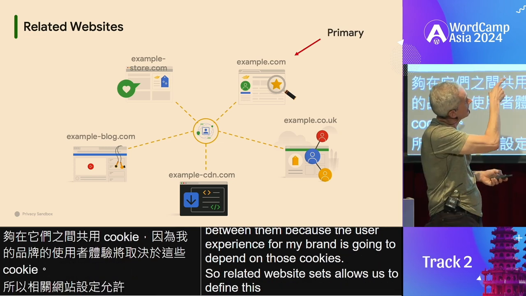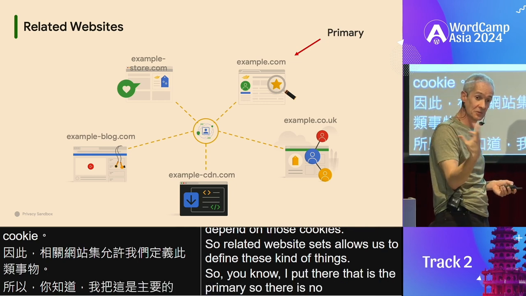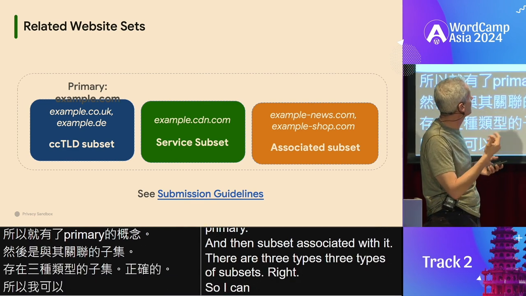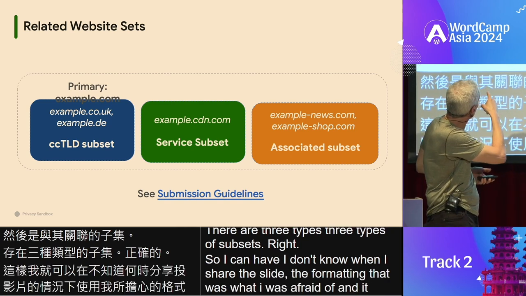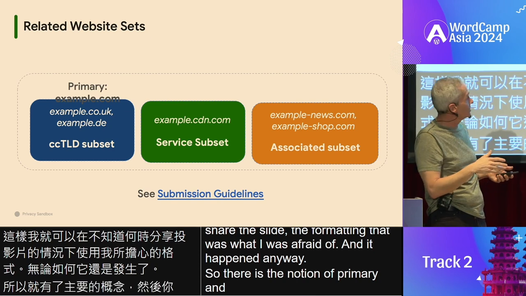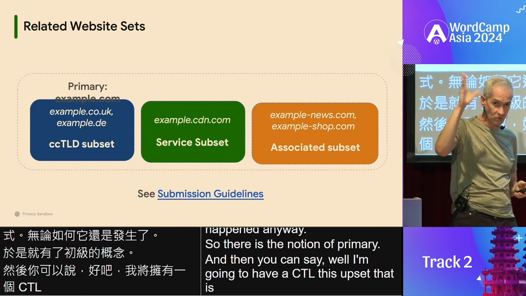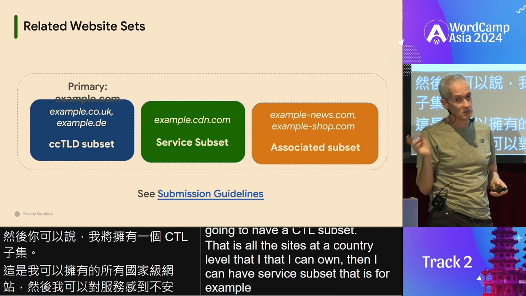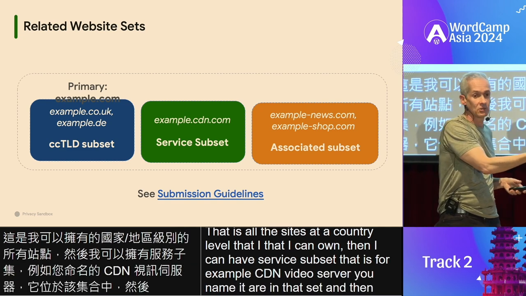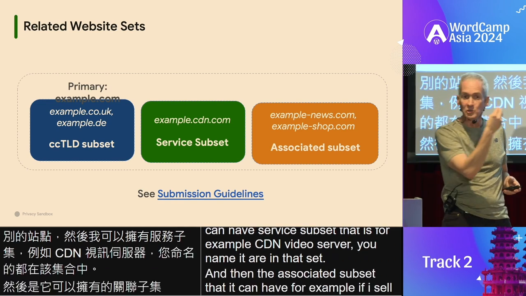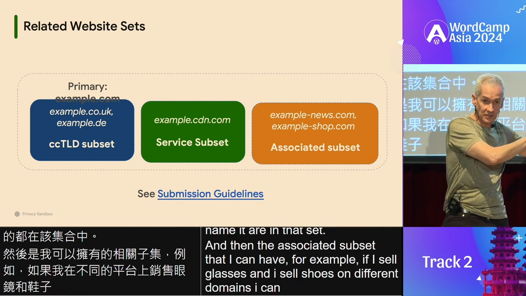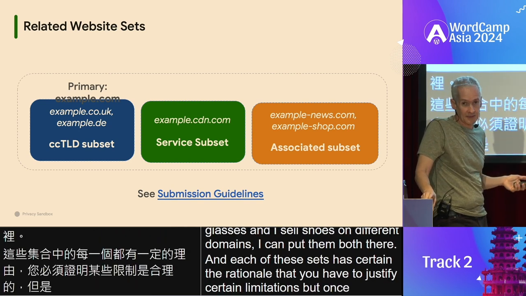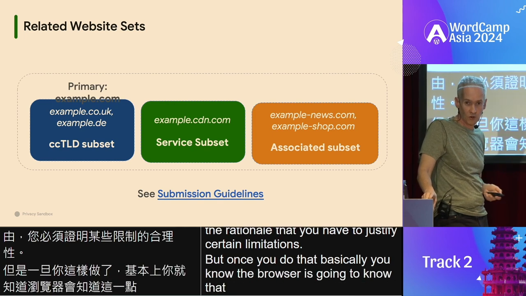So there is a notion of a primary, and then subsets associated with it. There are three types of subsets, right? When I shared the slide, the formatting was what I was afraid of, and it happened. Anyway, there is the notion of primary, and then you can say, well, I'm going to have a ccTLD subset that is all the sites at a country level that I own. Then I can have a service subset that is, for example, CDN, video server, you name it. And then the associated subset, where, for example, if I sell glasses and I sell shoes on different domains, I can put them both there. And each of these sets has certain rationale that you have to justify, certain limitations. But once you do that, the browser is going to know that you're going to be able to use cookies across those sites.